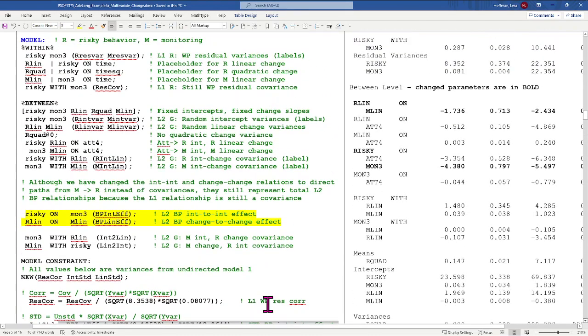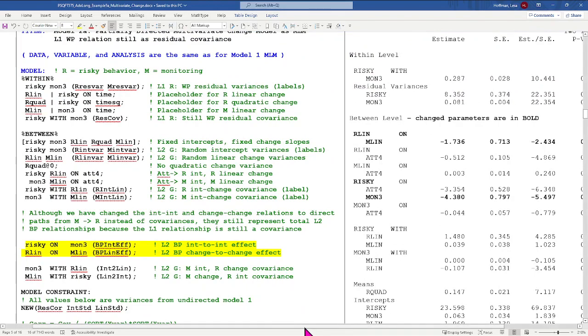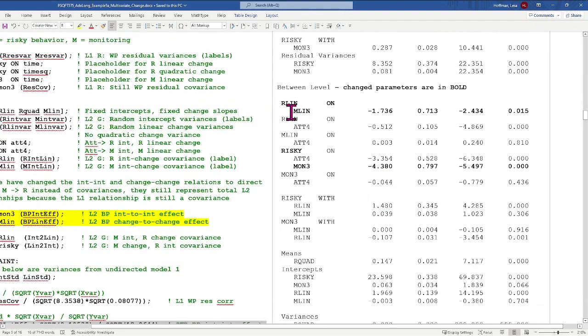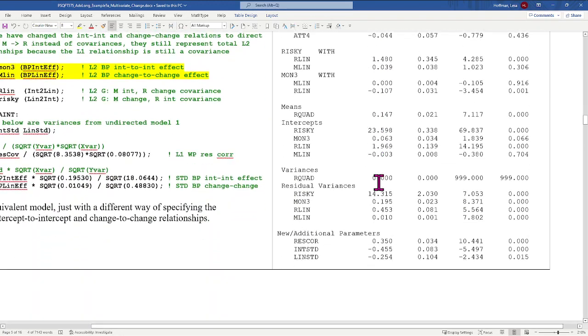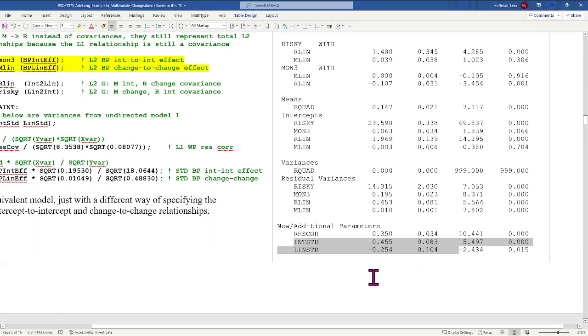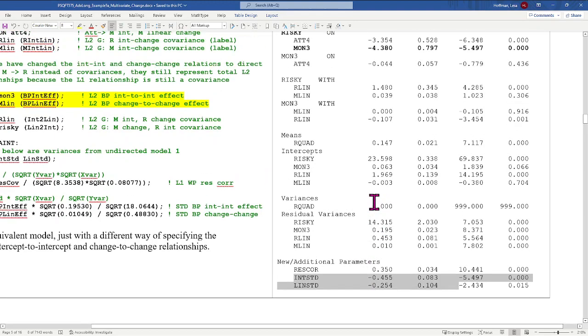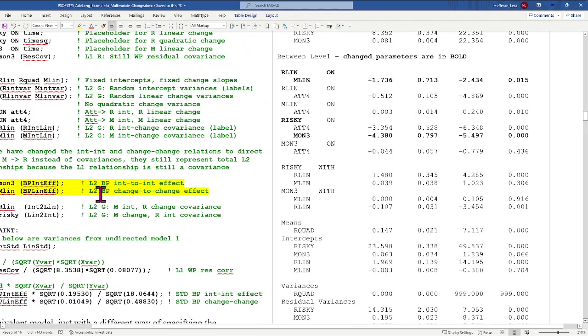So in the output here, new parameters relative to what we had before, things that have changed, are in bold. So now we see that there is a negative fixed slope from the change slope of monitoring to the change slope of risky behavior. And we see that there is a negative fixed slope of the intercept of monitoring in predicting the intercept of risky behavior. If I take these unstandardized slopes and I standardize them against the relevant variance components from the previous model, then I end up with the exact same numbers that we saw on the previous page. So it is the same type of relationship that's being captured, just in a direction rather than as an undirected covariance. These are both between.